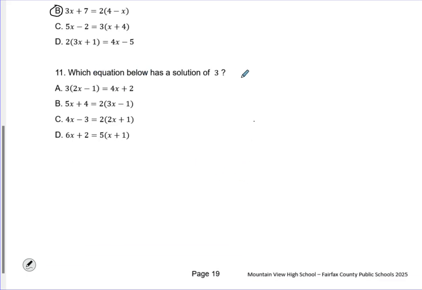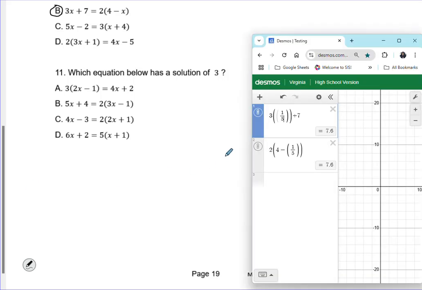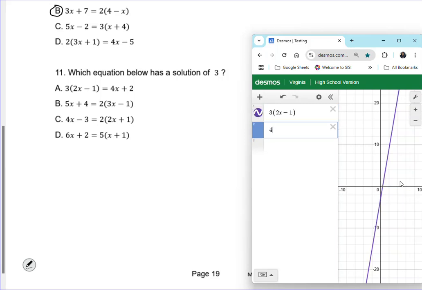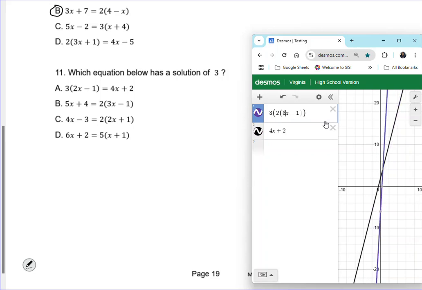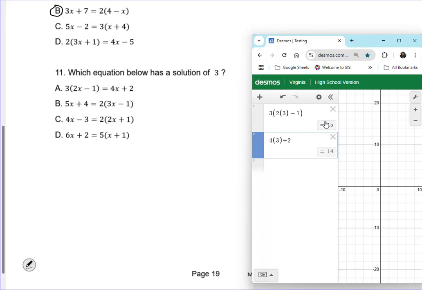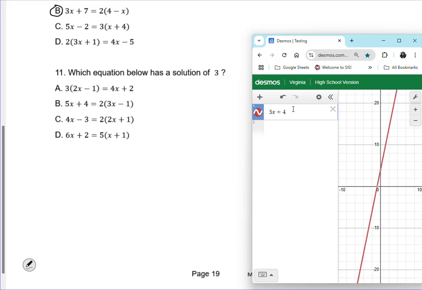And then which equation below has a solution of 3? So same thing here. We just want to see which one gives me the true statement. So here's the first one. Okay, change the x to say 3 this time. I'm in a different problem. Take out the x, replace it. That did not give me the right one. So let me go ahead and do the next one and just keep going down the list. I think it would probably be the last one.